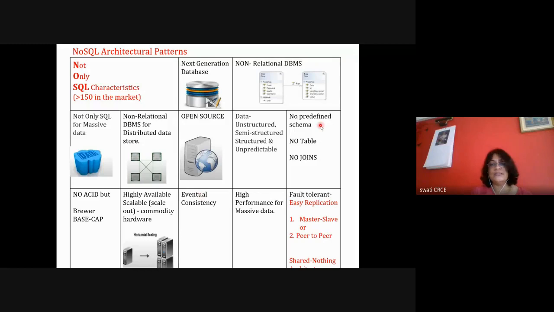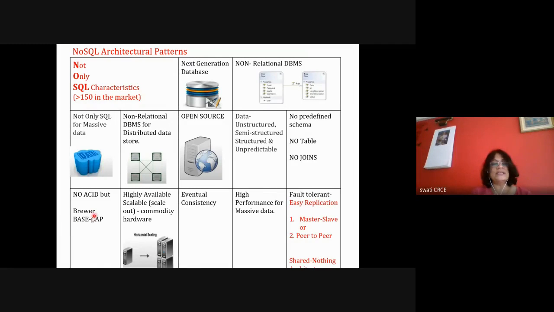Joins are not there. There is no fixed schema, no indexing on the values. Because of that, it is also highly available, because even if any changes are to be made, we don't have to shut down the system. And it is open source, so less costly. Then it can handle all different kinds of data types: unstructured, structured, semi-structured, unpredictable.